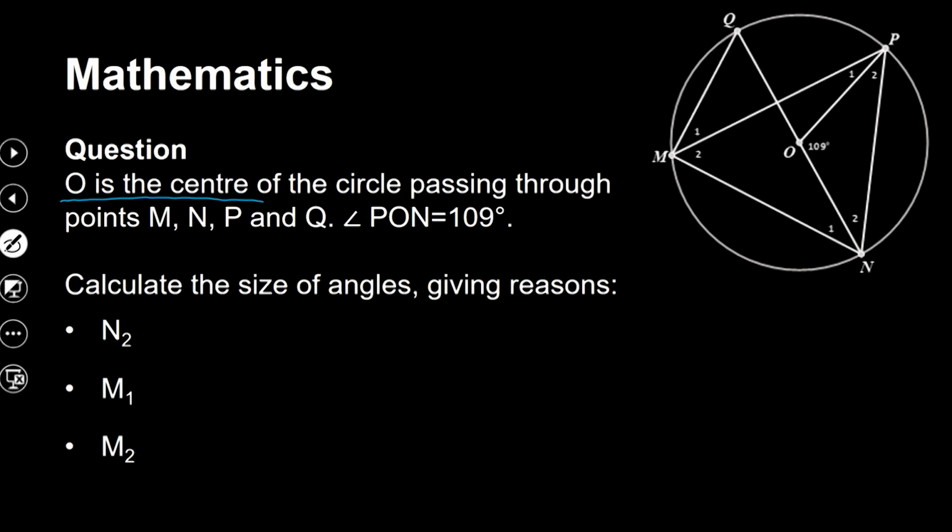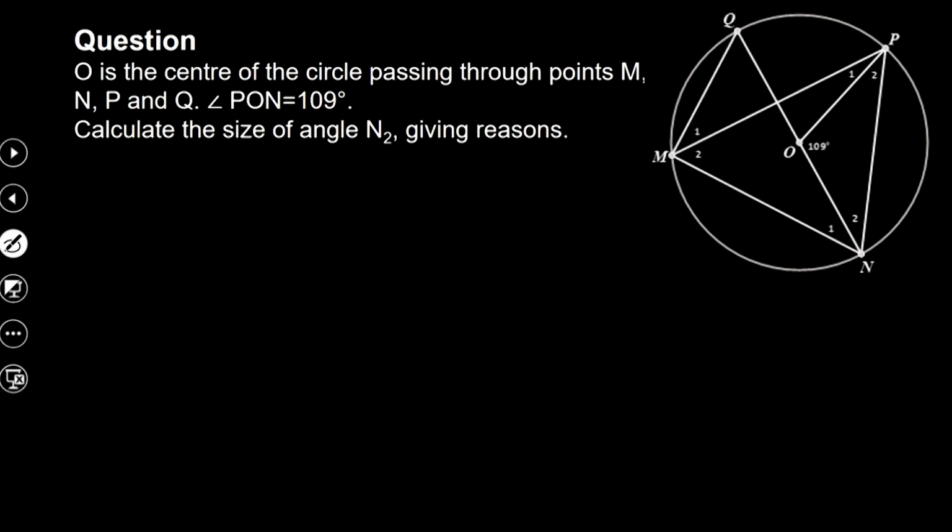And then passing through the points M, N, P, and Q. And then PON, which is the angle, PON at the center is equals to 109 degrees, right? Now we need to calculate the size of the following angles. 1 and 2, you need to give reasons, by the way. M1, you need to give reasons. And M2, you need to give reasons. So let's do that together.